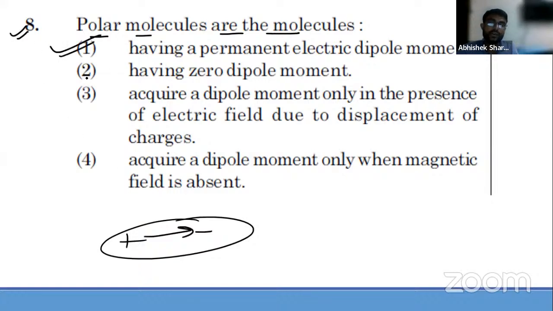Second, zero dipole, no. In polar, zero has no sense, it's non-polar, otherwise no. Zero dipole is non-polar. Acquired dipole moment only in the presence of electric field due to displacement of charges, no. It has already naturally acquired it. If it's polar and you put an electric field, it depends on whether there's more separation. It has been kept from positive to negative. If they are coming closer, it's a very difficult, critical kind of case. Acquired dipole moment only with magnetic field, this doesn't make sense. So the answer is first, having a permanent electric dipole moment.